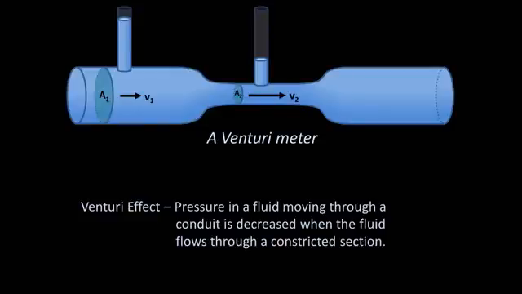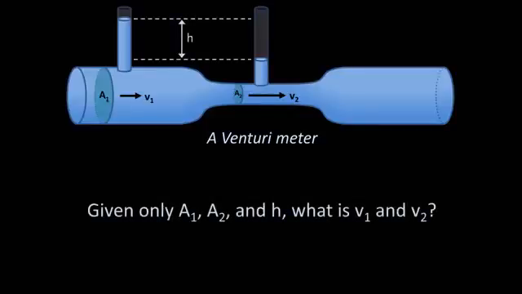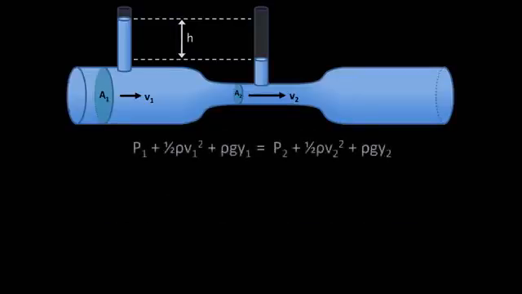How could we analyze this situation quantitatively? Suppose we can measure the height difference between the two columns, which we will call h. Given only A1, A2, and h, what is V1 and V2? I can imagine this seeming like a profoundly difficult problem, but I guarantee you that we have already covered all of the tools necessary to solve it within this video series. So let's start with a complete Bernoulli equation.